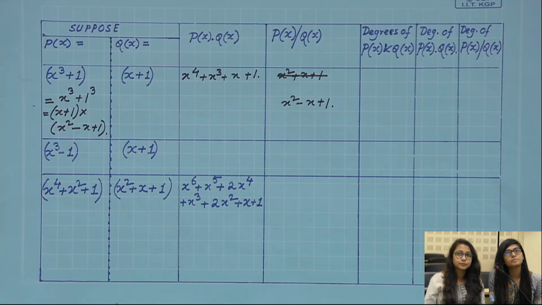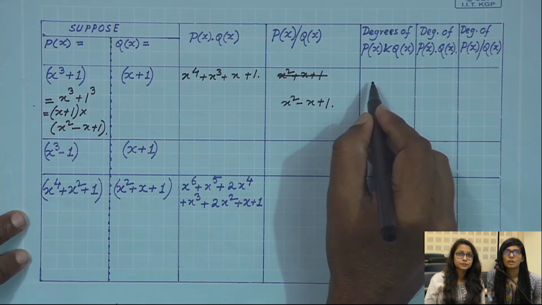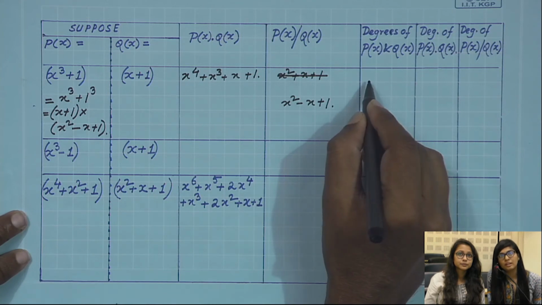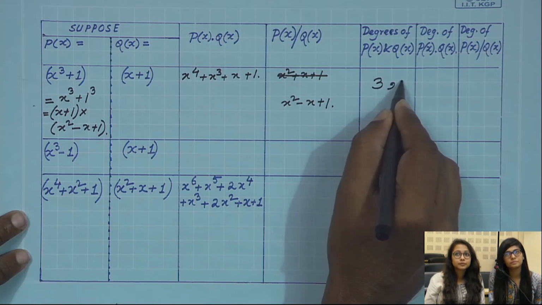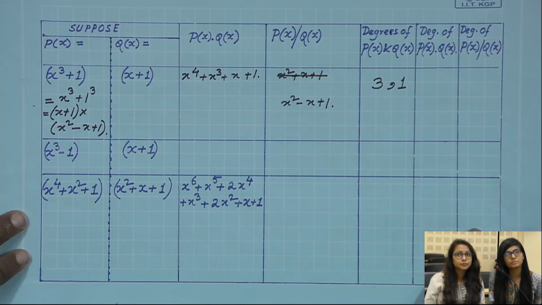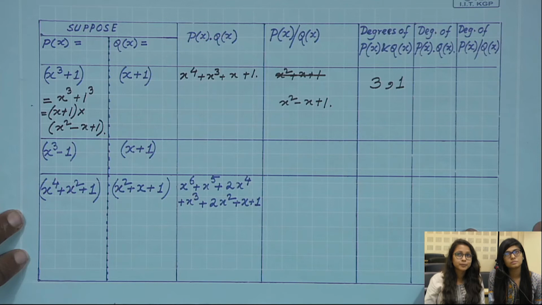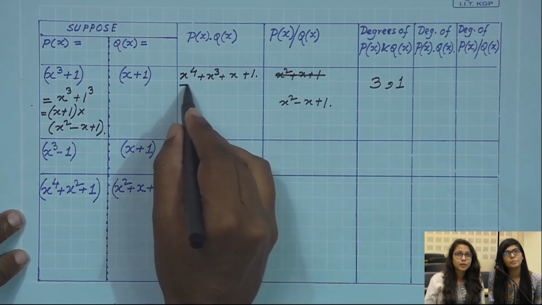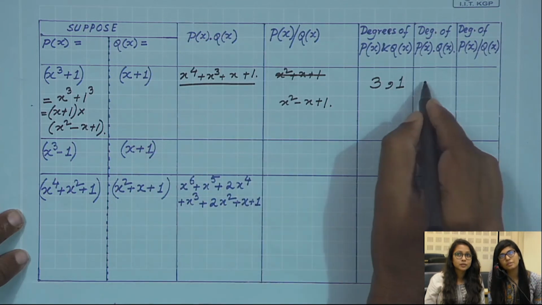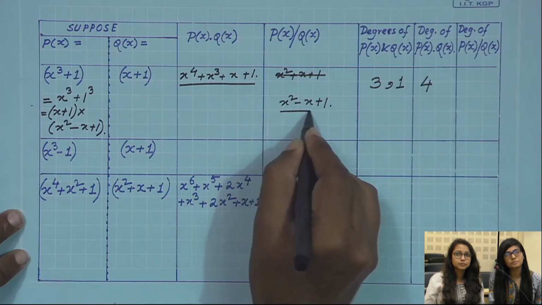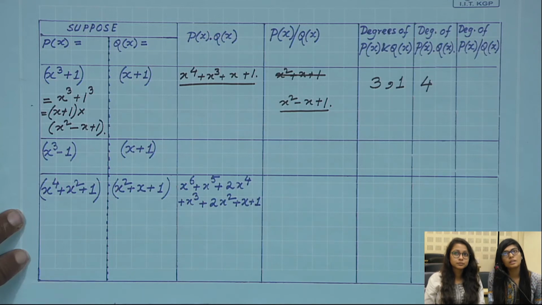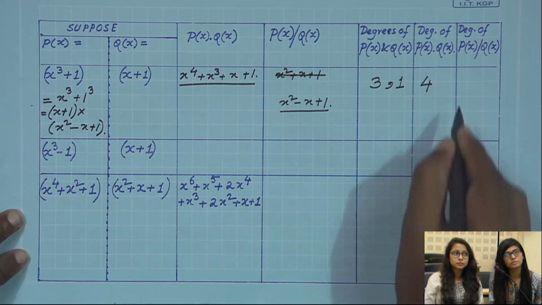Now, the degrees of Px and Qx. What are the degrees of Px and Qx? For Px, the degree is 3. For Qx, it is 1. Okay. And what is the degree of Px into Qx? For Px into Qx, the degree is 4. And what is the degree of Px by Qx? It is 2.